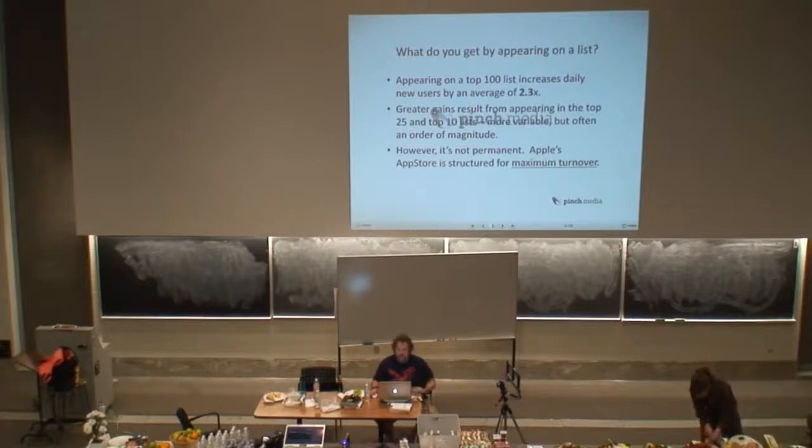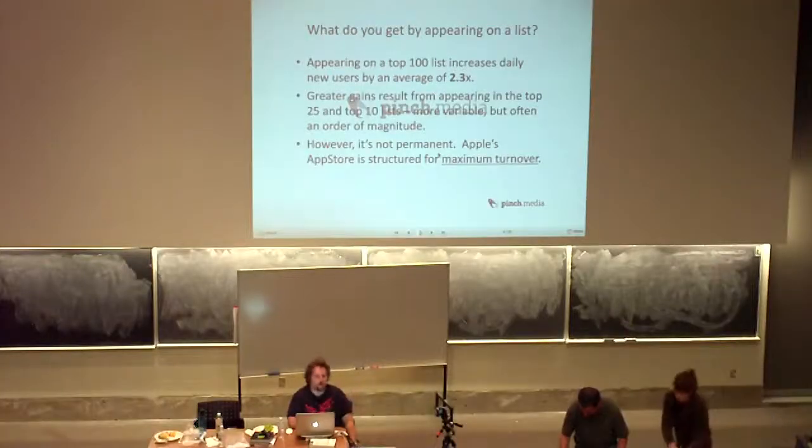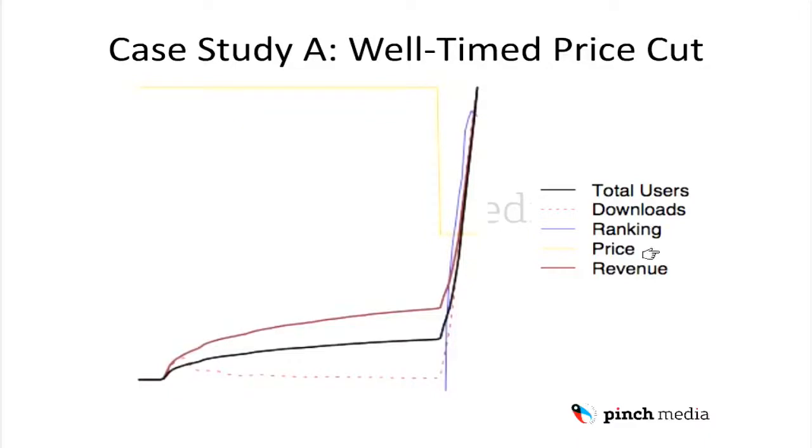The point from the Pinch guys, Greg, is that it's more variable. He can't give an average number, but it's often another order of magnitude. It's not permanent. Apple's App Store is structured for maximum turnover. If you hit the top 100 or whatever, you want to hold on to that spot for as long as possible, but Apple's literally trying to figure out which app next month is going to be the top 25. Here's total users, and they had a high price, and then boom, they cut the price by 50%, and look at the difference in users.